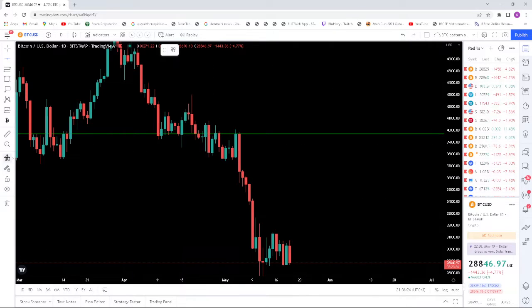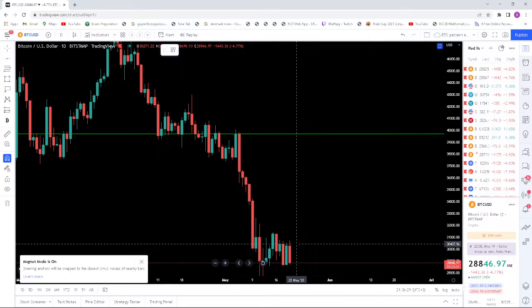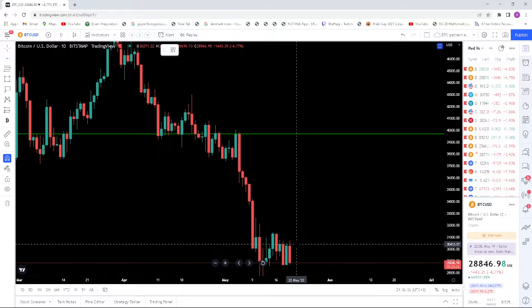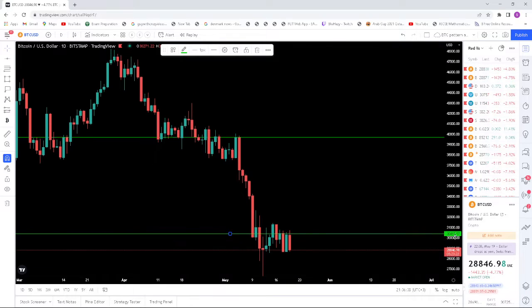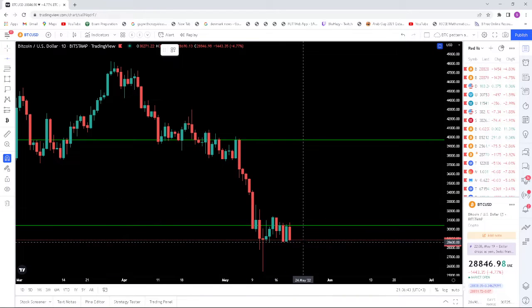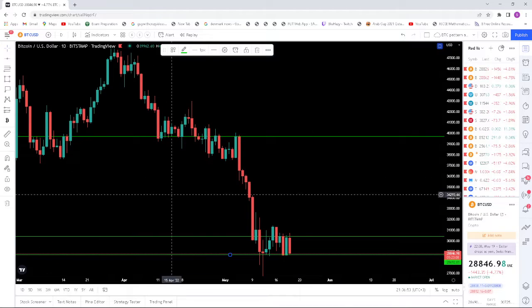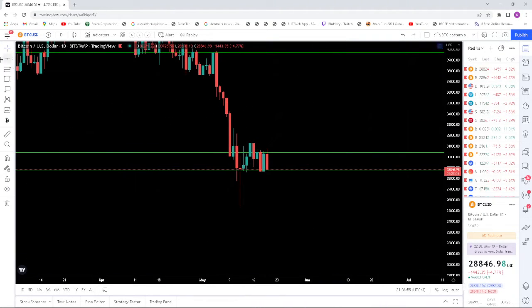Another level, you can see that we've been respecting this almost to the dollar. We've been wicking above 30,413, and our support is at around, what is that, 28,692. We actually have a range over here and we could trade the range. So I would like to do that on the daily.